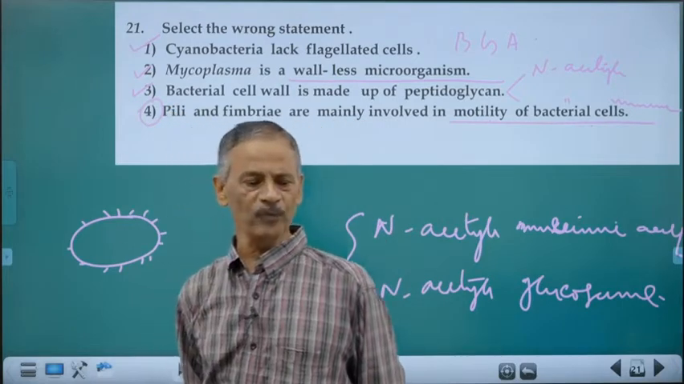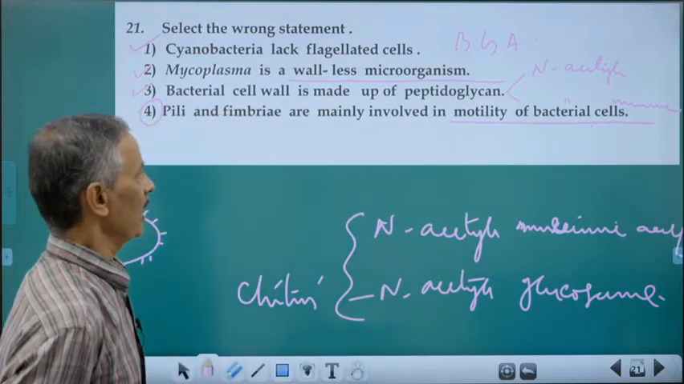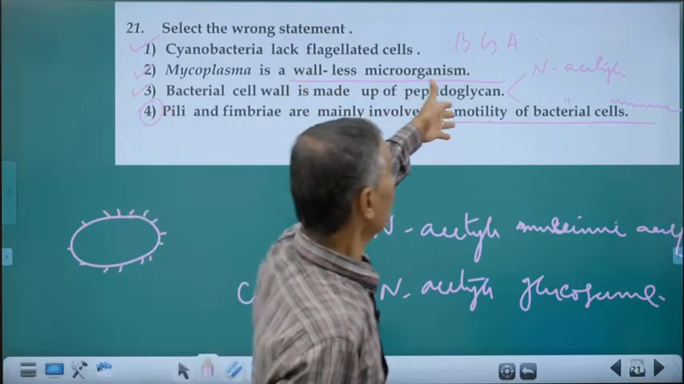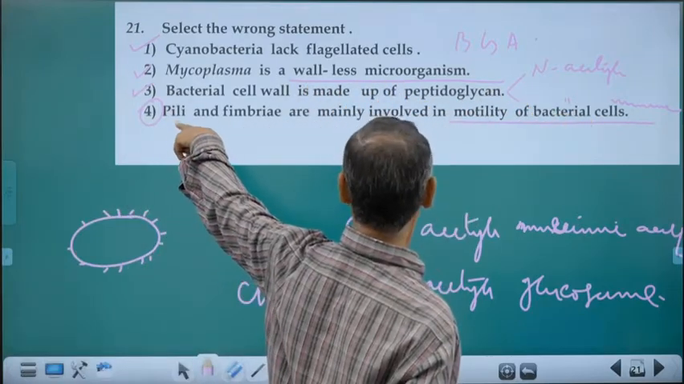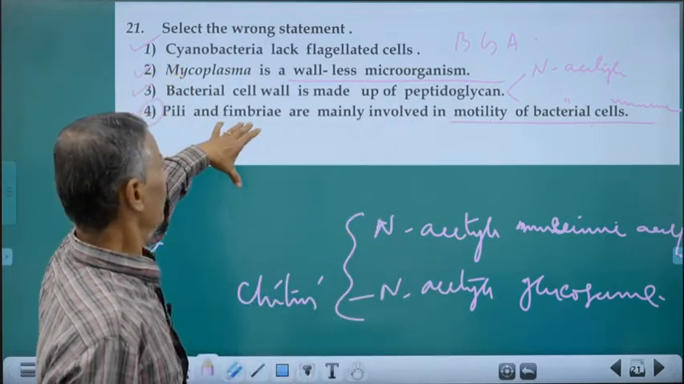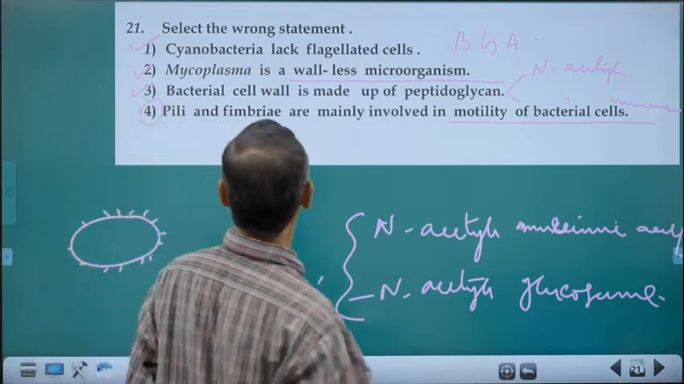These are all modifications arising from the surface of the bacterial cell, but they are not helping in motility. Pili are structures which are few in number, whereas fimbriae are very large in number, finger-like structures.